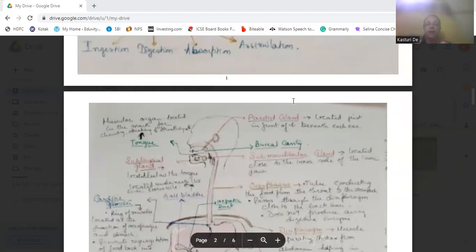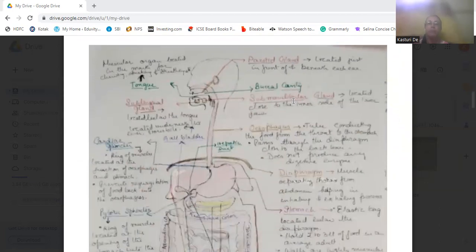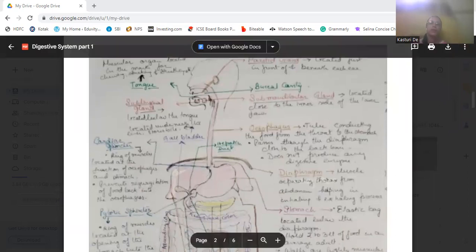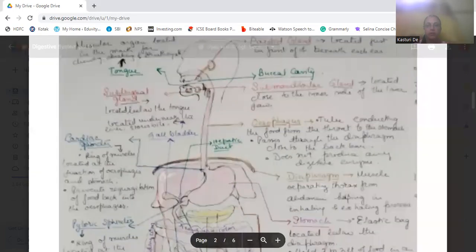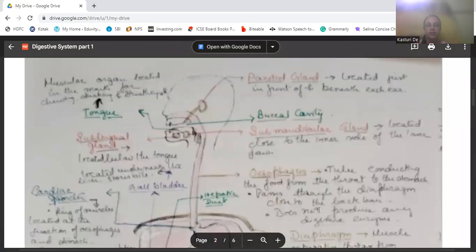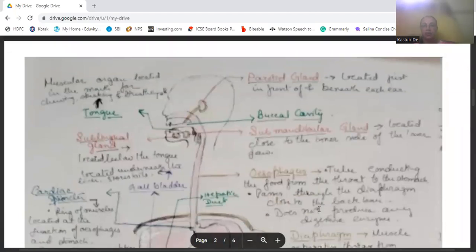Then we come to the main digestive system picture. Now see, this is the bigger picture. You can just picture out what it is about. So this is the mouth. You can see the pointer, you can find the cursor. So this is the mouth.